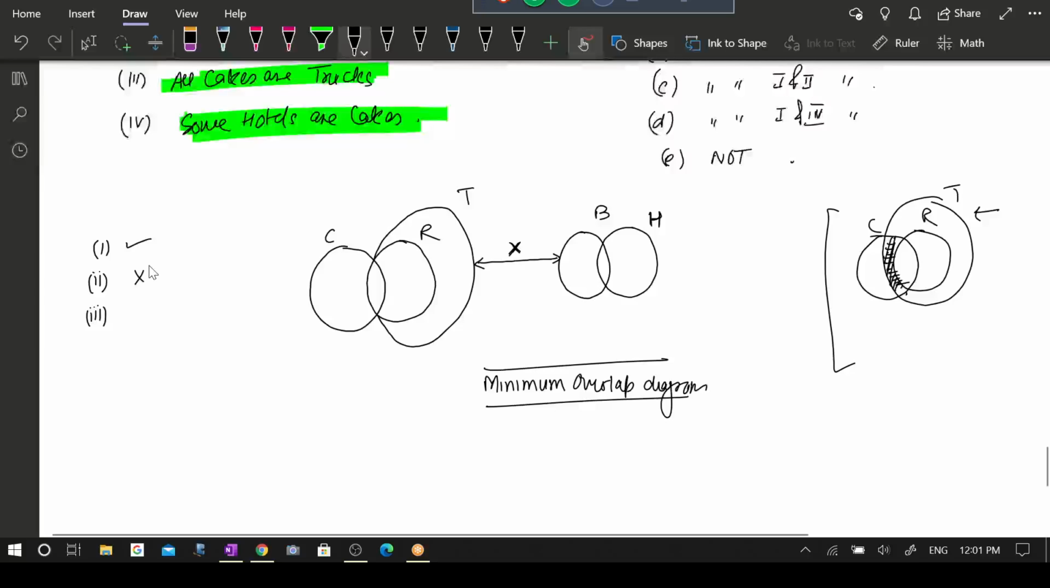Then the third one, all cakes are trucks. Over here it is not showing, so it is not possible. And the fourth one, he says some hotels are cakes. If it is not here, it is not anywhere. So definitely only one follows. Come on, this is so simple. Tell me, is it tough? It would only become tough when the conclusions have a no or not. Otherwise it will never be tough.